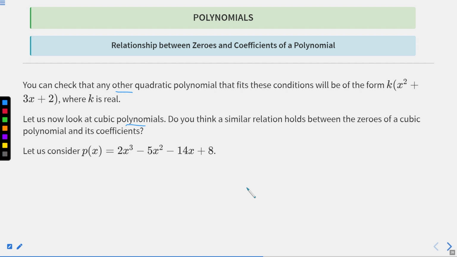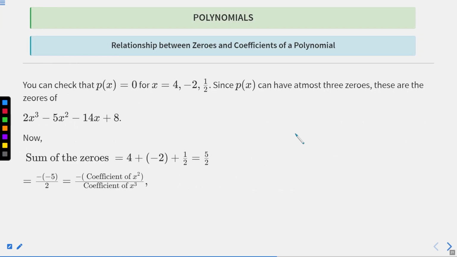Okay, so now we'll look at the relationship between zeros and coefficients of a cubic polynomial. So do you think a similar relation holds between the zeros of a cubic polynomial and its coefficients, as with linear polynomials and quadratic polynomials? Okay, so let us consider first the cubic polynomial p of x, which is equal to 2x cube minus 5x square minus 14x plus 8.